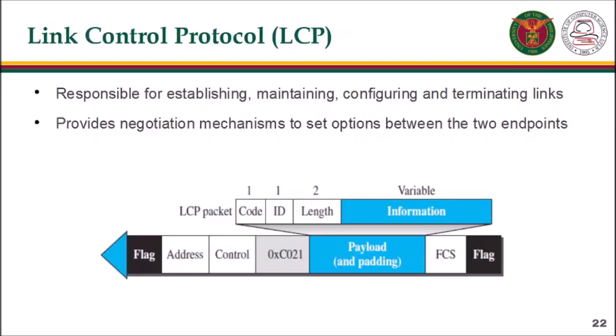The Link Control Protocol or LCP is responsible for establishing, maintaining, configuring, and terminating links. It also provides negotiation mechanisms to set options between the two endpoints. Both endpoints of the link must reach an agreement about the options before the link can be established. All LCP packets are carried in the payload field of the PPP frame, with the protocol field set to C021 in hexadecimal.